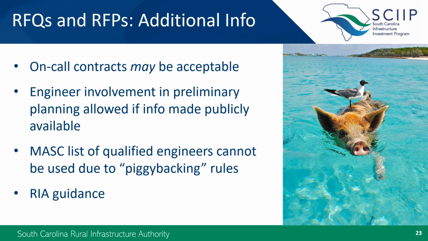Now, you may have heard that the Municipal Association of South Carolina issued an RFQ to create a list of qualified engineering firms for use on projects funded by local ARPA dollars. We did check into whether this list could be used for SCIIP-funded projects, but unfortunately the answer is no, due to laws about piggybacking on other entities' procurements. So if SCIIP or RIA dollars will be used on an engineering contract, you need to procure that contract on your own.